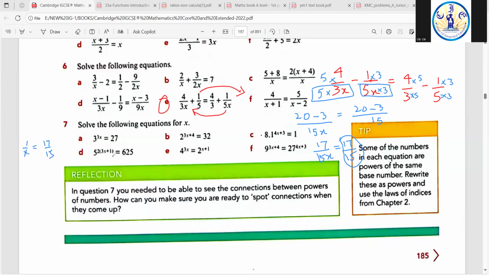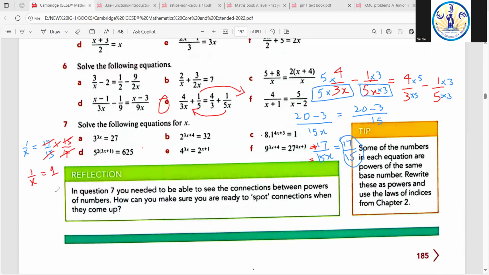Now let me change the color of my marker to differentiate. Now 15 is already there in the denominator. When I'm shifting it to the other side, it will be there in the numerator, and this 17 is there in the numerator. When I shift it to the other side of the equality, it will get divided. So now it is just a simplification that is required. 17 gets cancelled out with 17 and 15 with 15. So now what I'm left with is 1 by x equals 1 only.